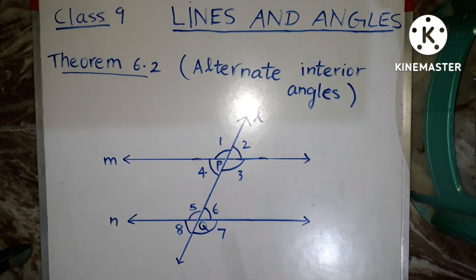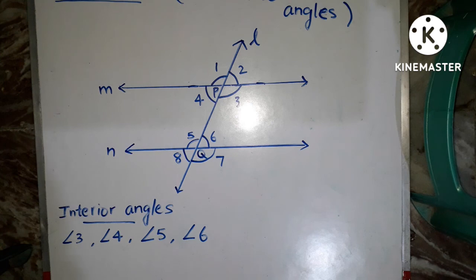So here there are four interior angles formed: angle 3, angle 4, angle 5 and angle 6. So we have listed out the interior angles from this diagram.